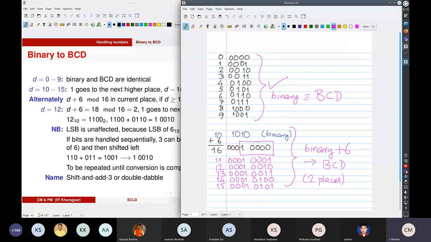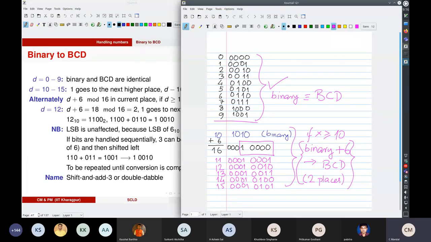All right. So what you see is that you can get the BCD by adding 6. The good thing about it is that you don't need to divide by 10. Dividing by 2 is easy, but dividing by 10 is not so easy. So all you need to do is add 6, provided that the number is greater than 9. Then you do this.